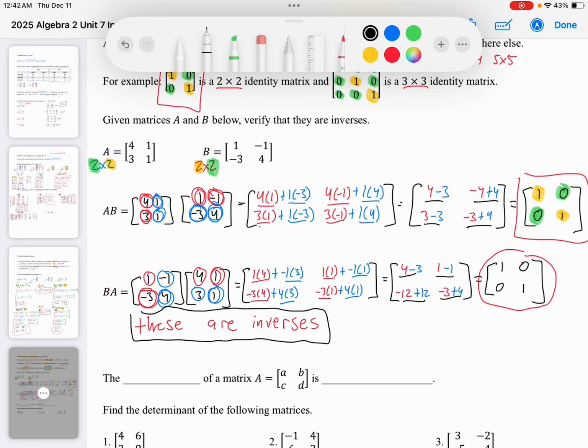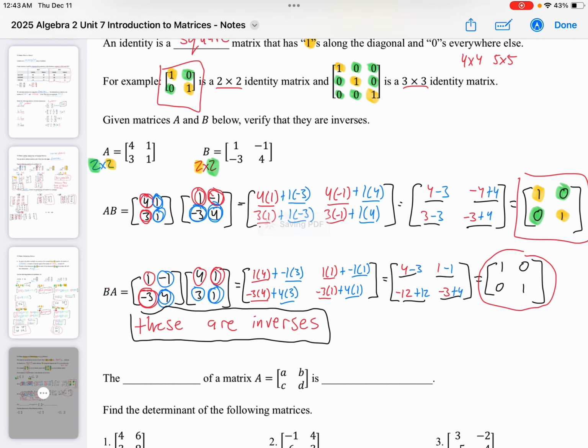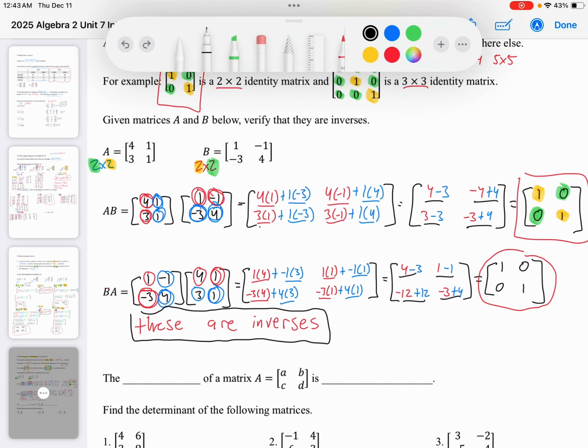So on your practice, you're going to be looking at a couple of different pairs of matrices, and you're going to need to determine if they are inverses or if they are not. If they are inverses, you're going to get these identity matrices when you multiply them. If you get anything else, then they are not inverses. All right, I'm going to end the video there, and we'll do a part 2 for the bottom part.